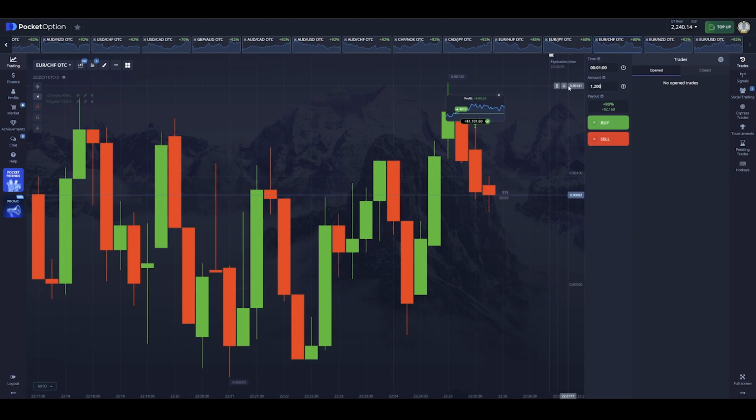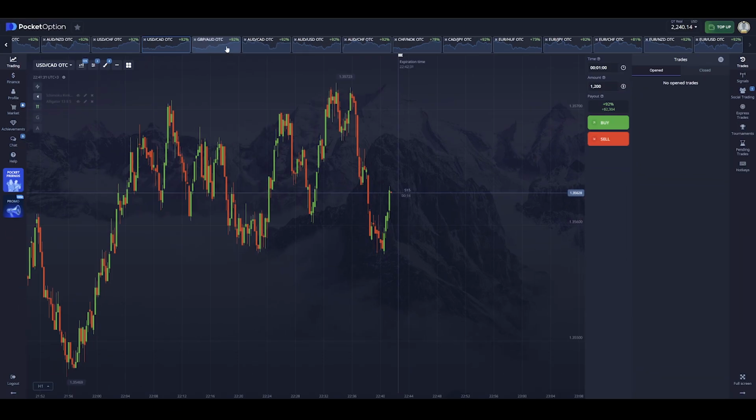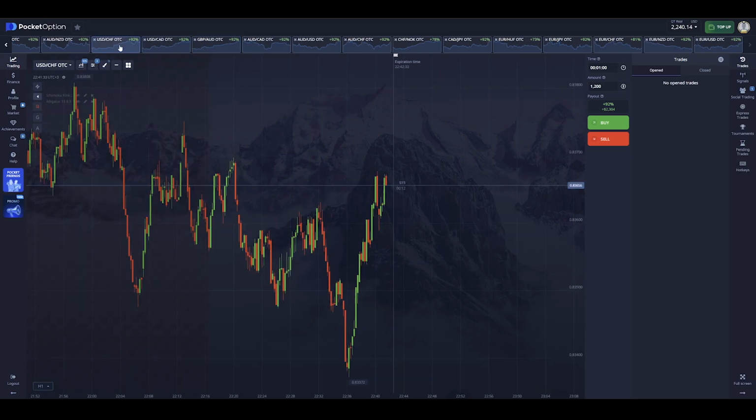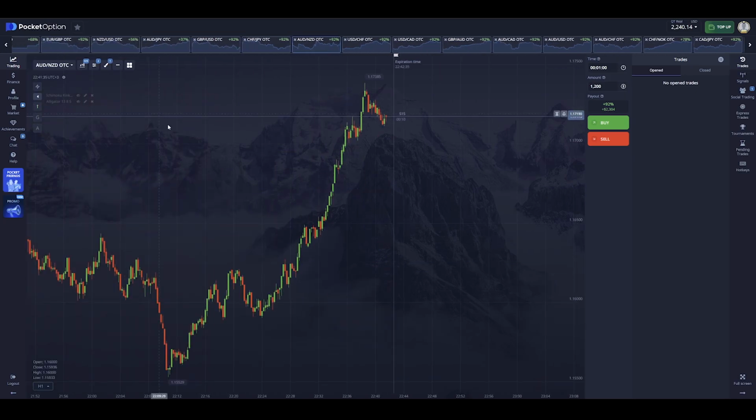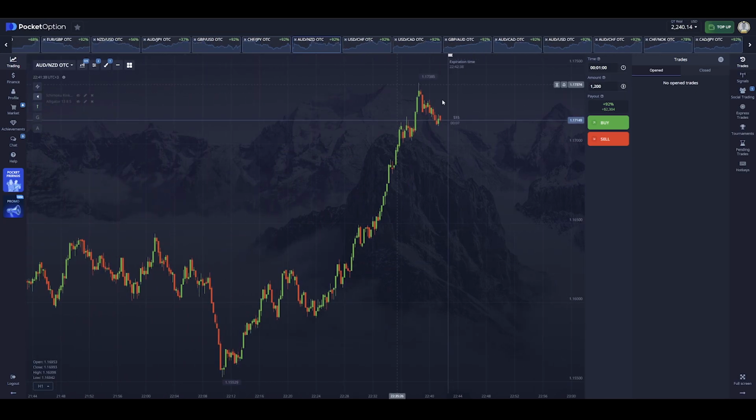So if I open my trade for $1,200, I'm not risking anything. I'll even be $40 in profit. Now let's look at some examples that should be skipped. If you see a currency pair, let's try to find one now. Well, for example, the Australian dollar and the New Zealand dollar.